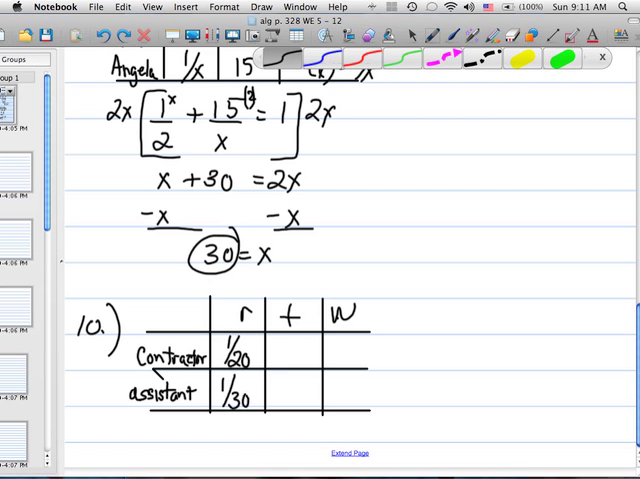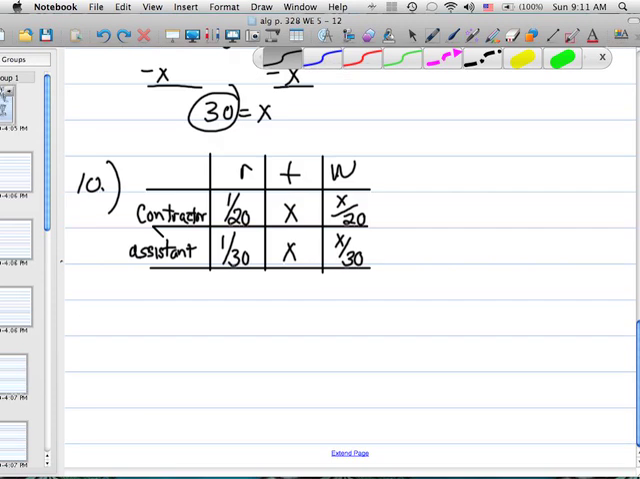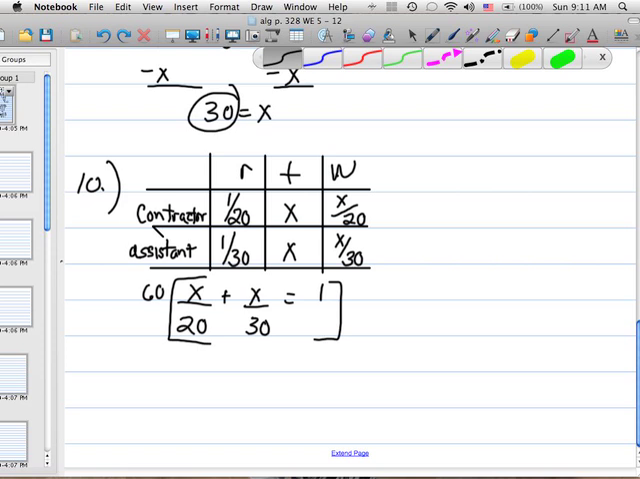And his assistant can do it in 30 hours, because he has less experience, so his work rate is 1/30th of the job done per hour. They're going to work together, so the time would be the same to get the job done. And the work of the contractor is x over 20, and the work of the assistant is x over 30. So the amount of work done by the contractor plus the amount of work done by the assistant has to equal the whole job done, which is 1.